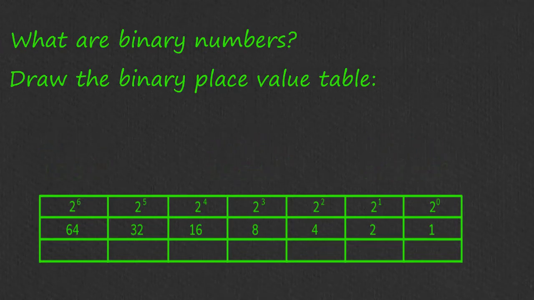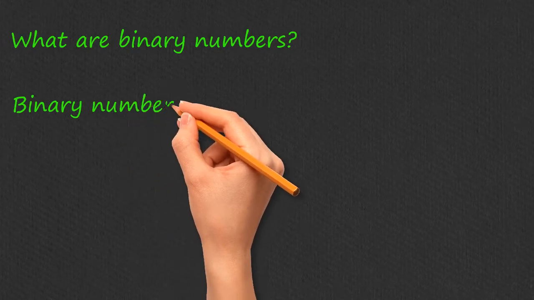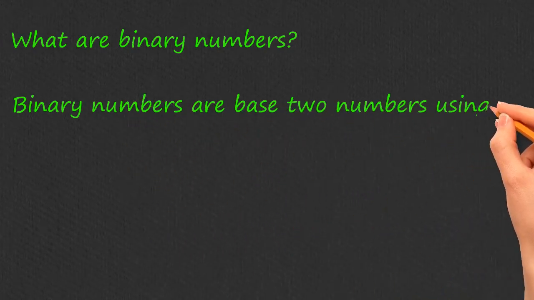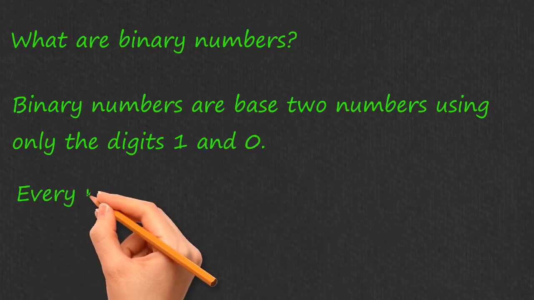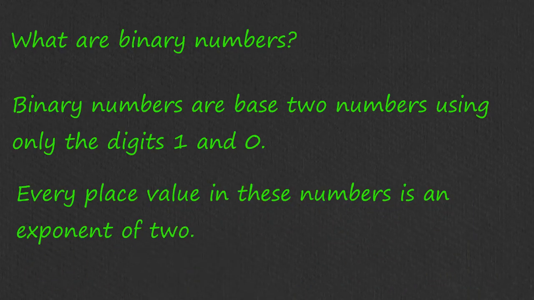Now, how would you describe what binary numbers are to someone who had never heard about them? Here's one way. Binary numbers are base 2 numbers using only the digits 1 and 0. Every place value in these numbers is an exponent of 2. I hope you have written something similar onto your paper.